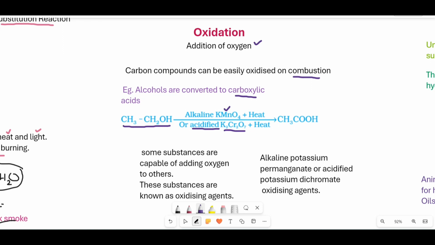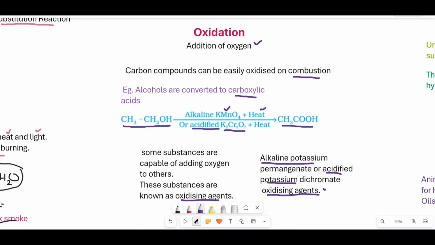So some substances are capable of adding oxygen to others. These substances are known as oxidizing agents. So alkaline potassium permanganate or acidified potassium dichromate are oxidizing agents because they have oxygen in them, and they give this oxygen to chemical reactions. So we can bring about oxidation in alcohols by using any one of these oxidizing agents. In the presence of heat, alcohols are converted to acid.